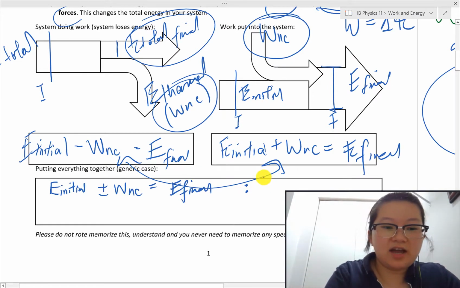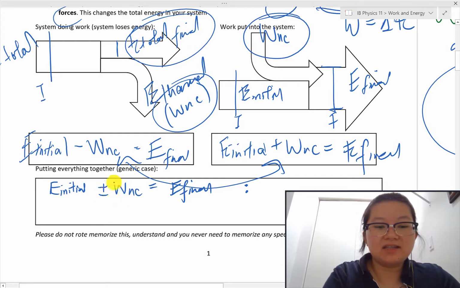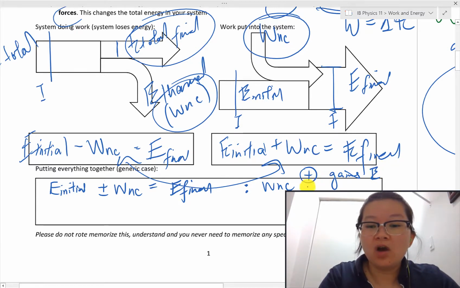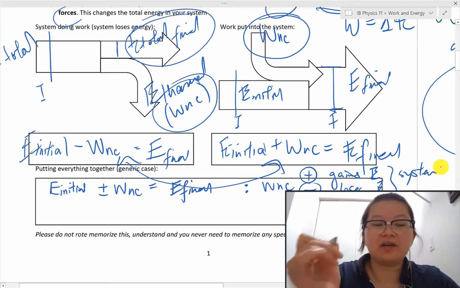In which case here I have this initial plus or minus the work done equals our final state and total energy in our system. So that W_NC is positive if our system gains energy in the form of work, or it's negative if it loses that energy in the form of work. And this is just talking about our system, okay?